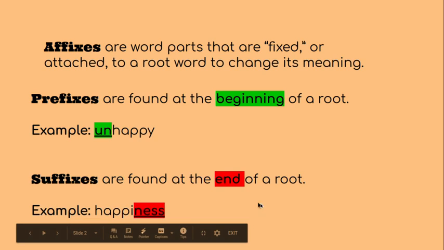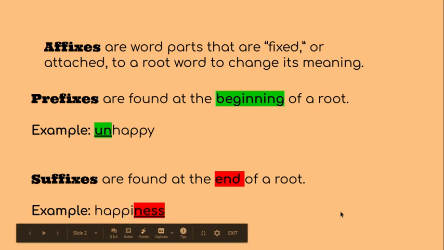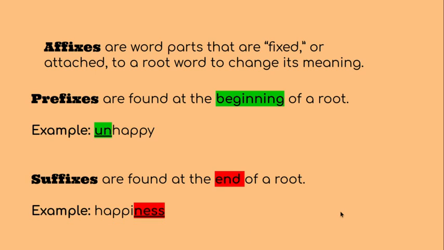And then suffixes are also a type of affix. They are found at the end of a root. So we'll use the same root, happy, but this time the suffix is ness: happiness. That's a state of being happy. So, if you paid attention to the Brain Pop video, or if you remember from earlier lessons, you can use the meaning of the affix, the prefix or the suffix, to help you figure out the meaning of the whole word.